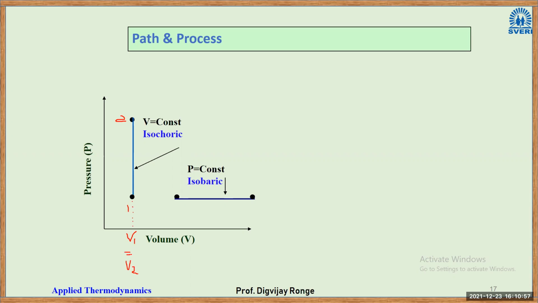Where is the change taking place? Change is taking place in the pressure. So initially, pressure was P1 and finally the pressure is P2. So pressure is changing, but volume is remaining same.